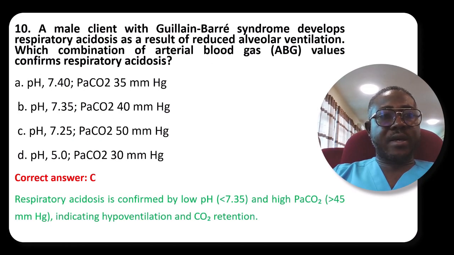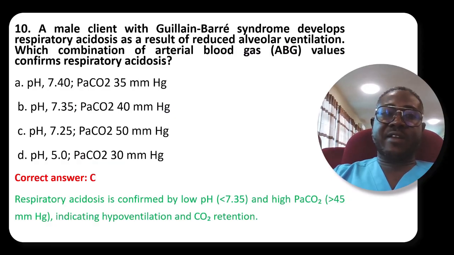So A, the answer is already being shown here, which is what? C. Okay, now let's look at the question. We are talking about respiratory acidosis, and so we want a pH which is less than 7.35. Now when you look at a pH of 7.40, which is above 7.35, that means that it is what? Normal, so that is out.